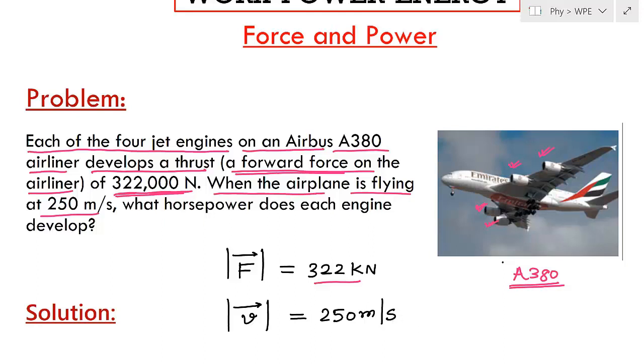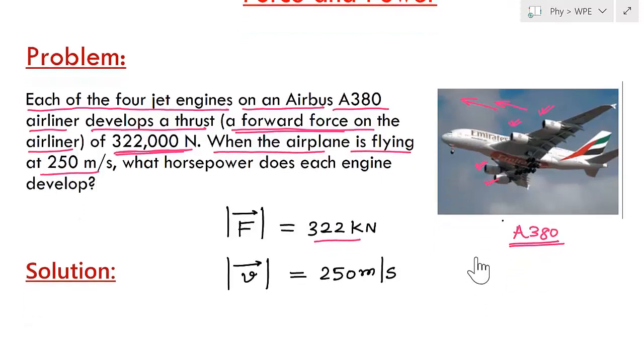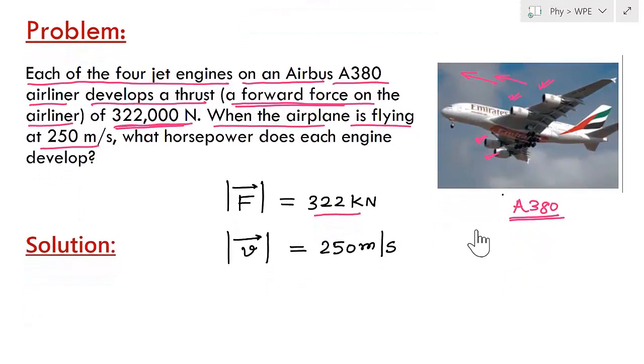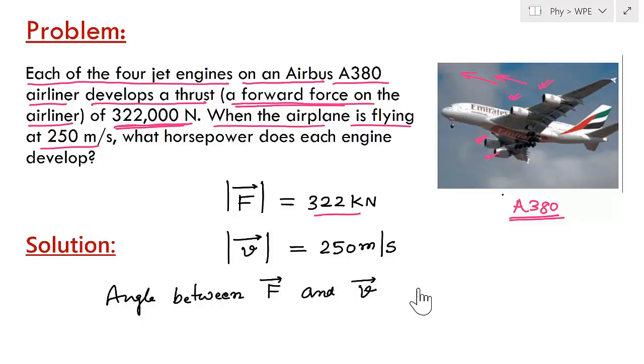So this airplane is moving in this direction, and the thrust is also applied in this direction. So both the thrust force and the motion are in the same direction. So we can say the angle between force vector and velocity vector is 0 degree, and we will use this.